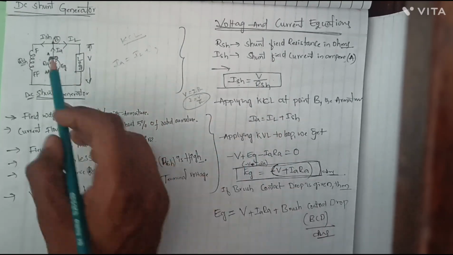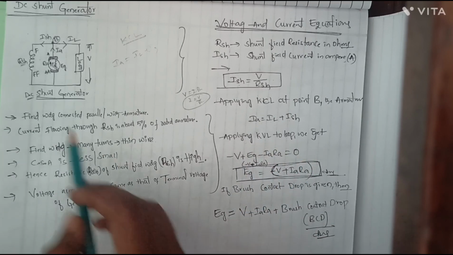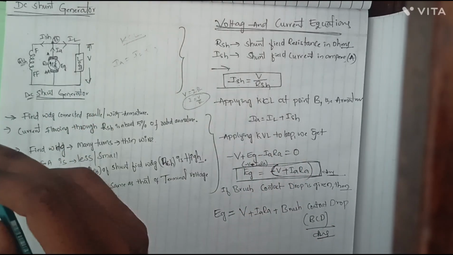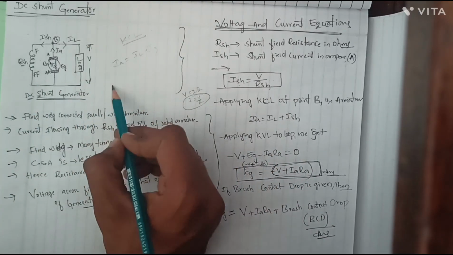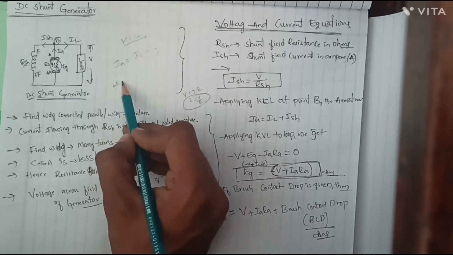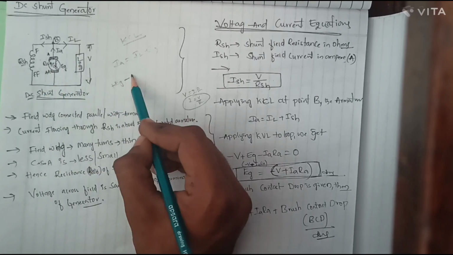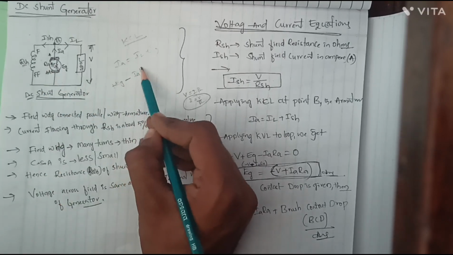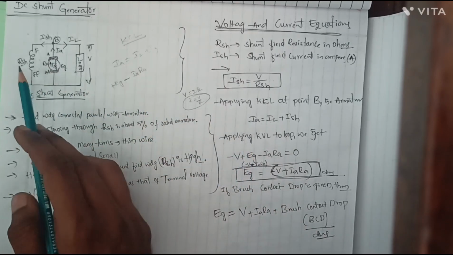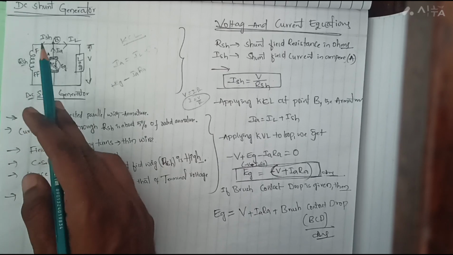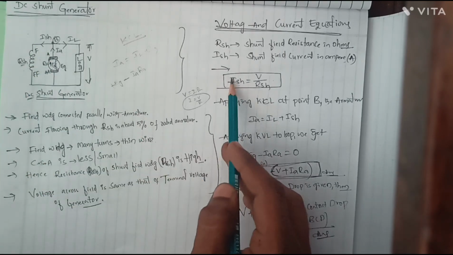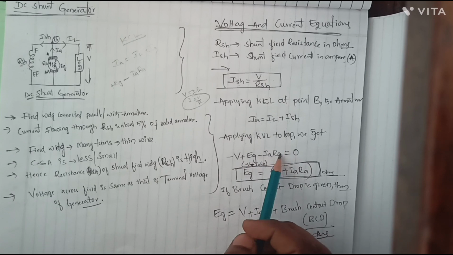Next, applying KVL to the loop, we get the same as in the series generator. First, the generated EMF, with the loop in the same direction, then negative armature drop, minus IA RA. The shunt field resistance and shunt field current term is neglected because we already know ISH equals V by RSH. That's why we did not take it.